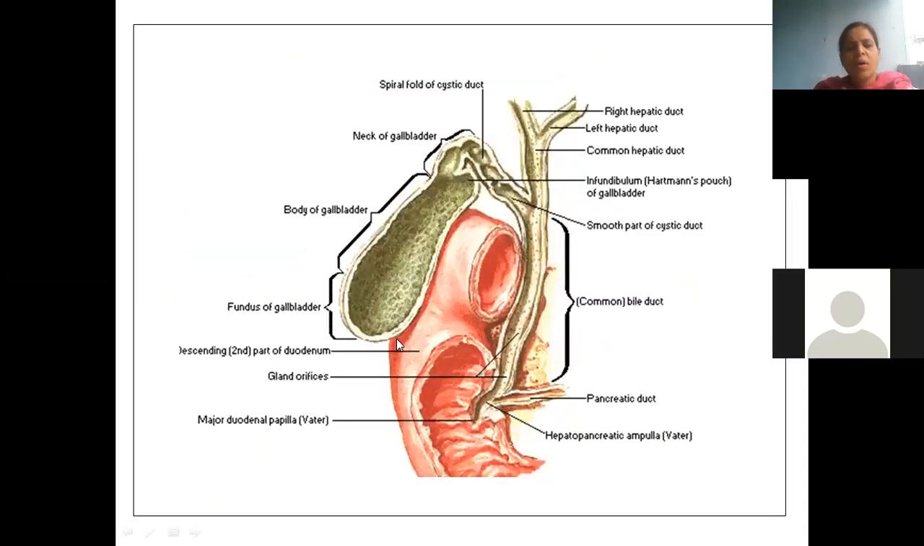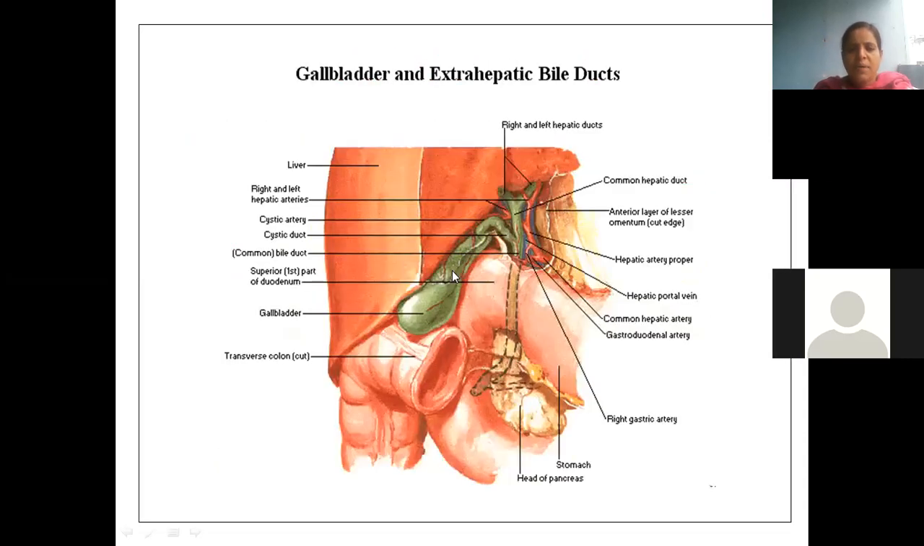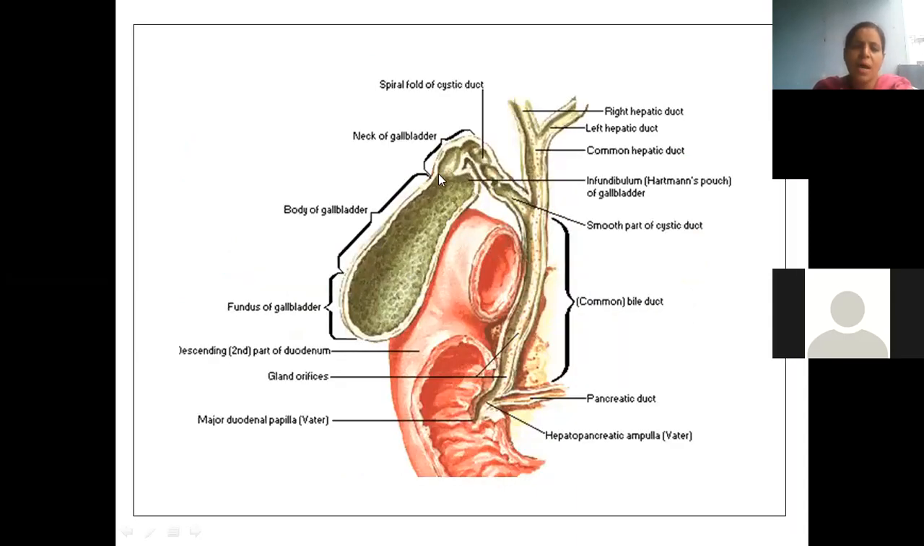Now when you talk about this gallbladder, see, this is our gallbladder, which is seen on the inferior surface of the liver. If you just see the cut section of gallbladder, it has fundus. Okay, it has body. This region is body, and then this is the neck of the gallbladder. From the neck of the gallbladder, you are finding this is our cystic duct.